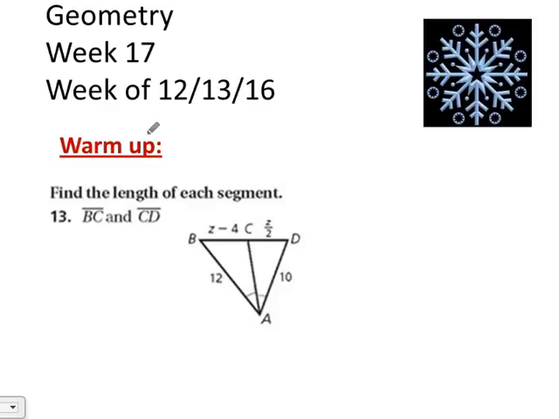I'm going to have you do this in your math notebook on your own. When you do this on your own, you're going to get more out of it, and then you can check your work with mine. So go ahead and click pause now.